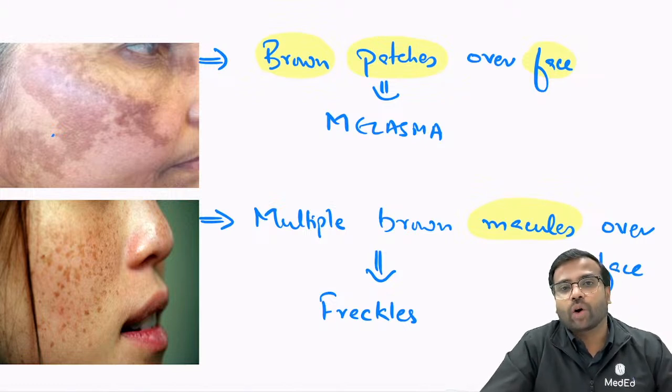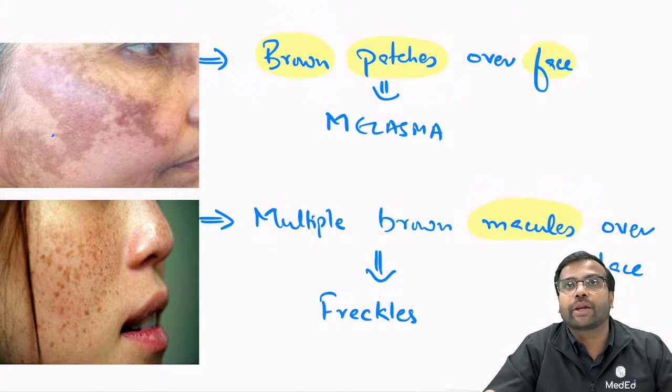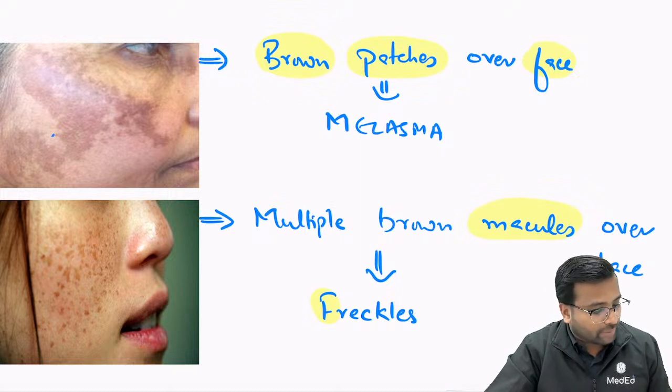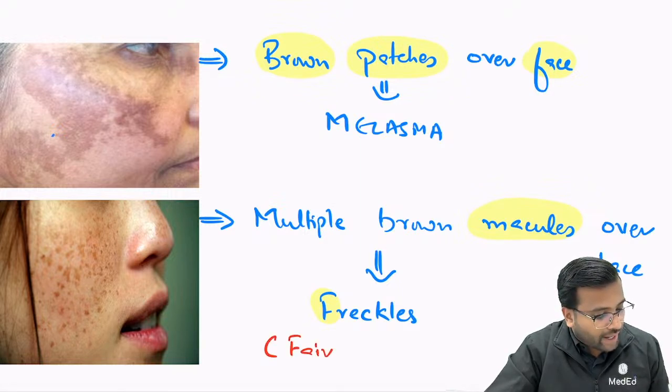And usually, in which type of a skin type can you see these freckles? Because just try to remember this F. Okay, F you can again correlate with fair skin individuals.